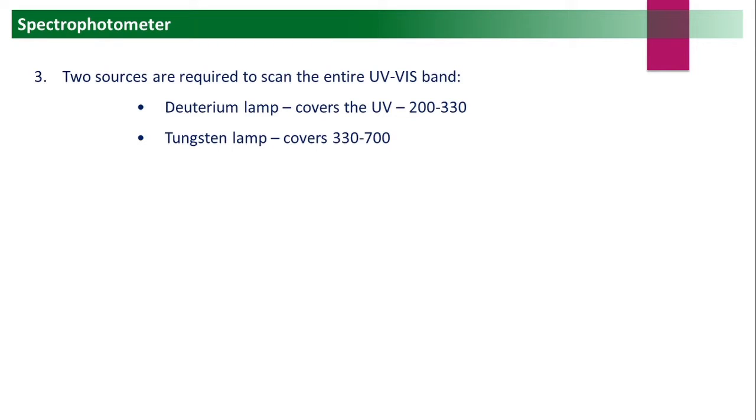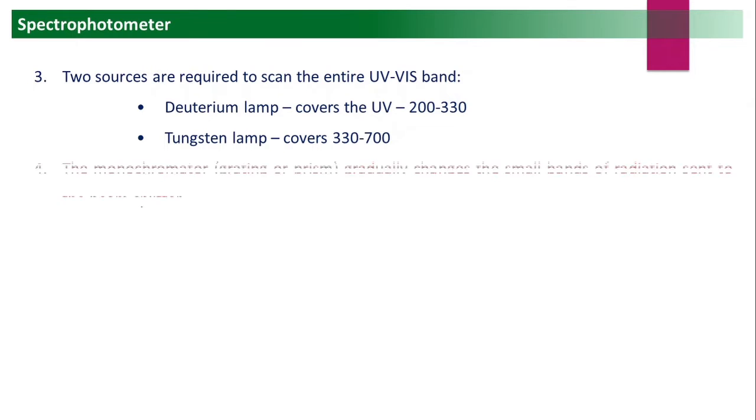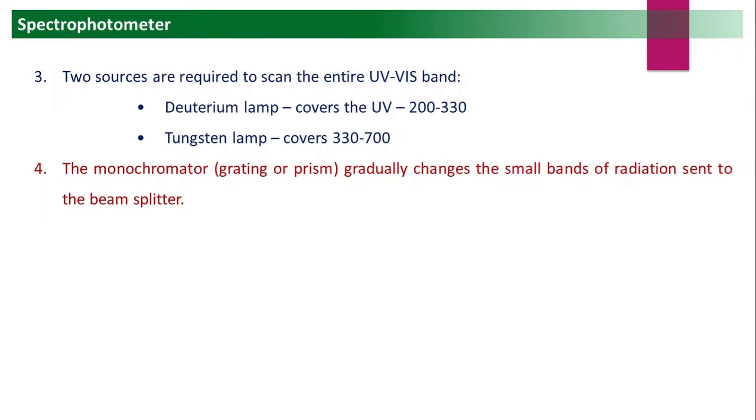There are two sources required to scan the entire UV visible band. The deuterium lamp covers the UV, that is 200 to 300 nanometer, while the tungsten lamp covers around 330 to 700 nanometer. So if these two sources are there, then they cover the entire UV visible band, that is 200 to 800 nanometer. Then this light goes to the monochromator by using reflectors.